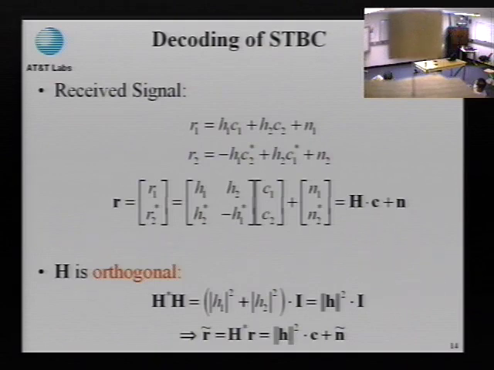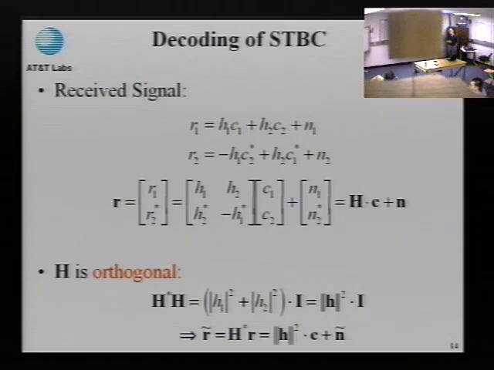And so here, first time slot, you send C1 and C2, gets multiplied by the two path gains, noise gets added. Oh, here I use star instead of bar to denote conjugate. But this is what you see at time interval 2. And if you take the complex conjugate of this, then you can write the received vector in matrix form like this. And the important observation is that whatever the value of the path gains H1 and H2, this is an orthogonal unitary matrix.